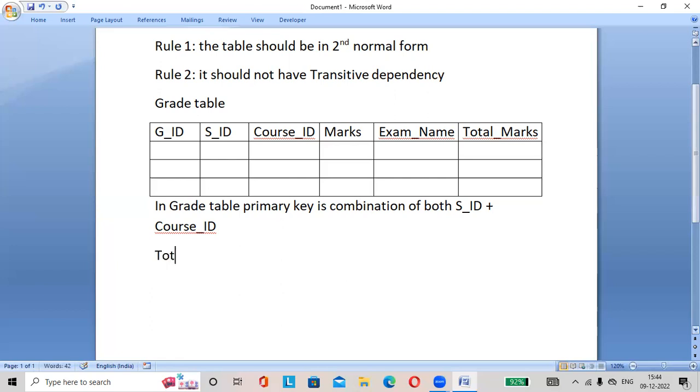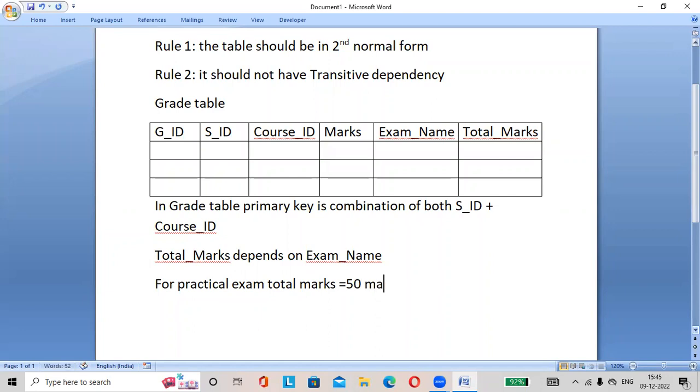Total marks depends on exam name. Okay. For example, for practical exams, total marks is equal to 50 marks.